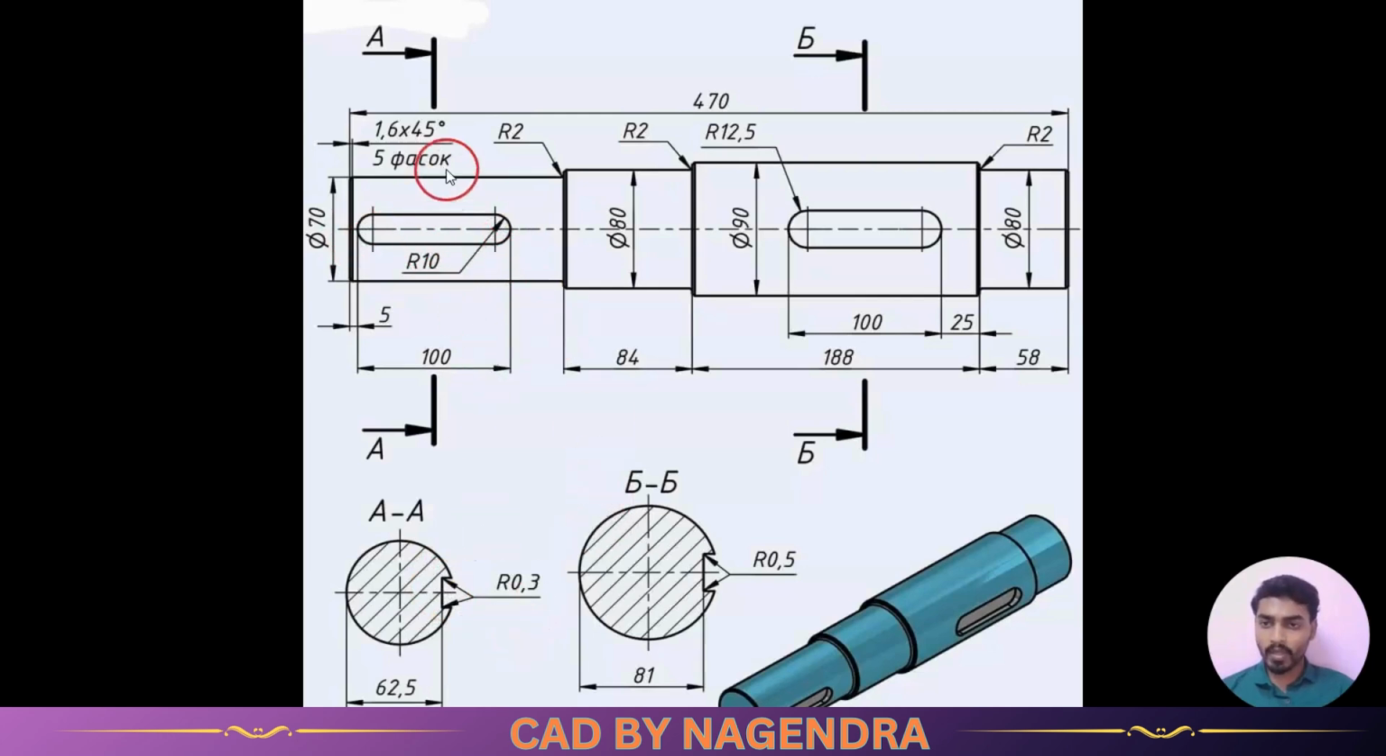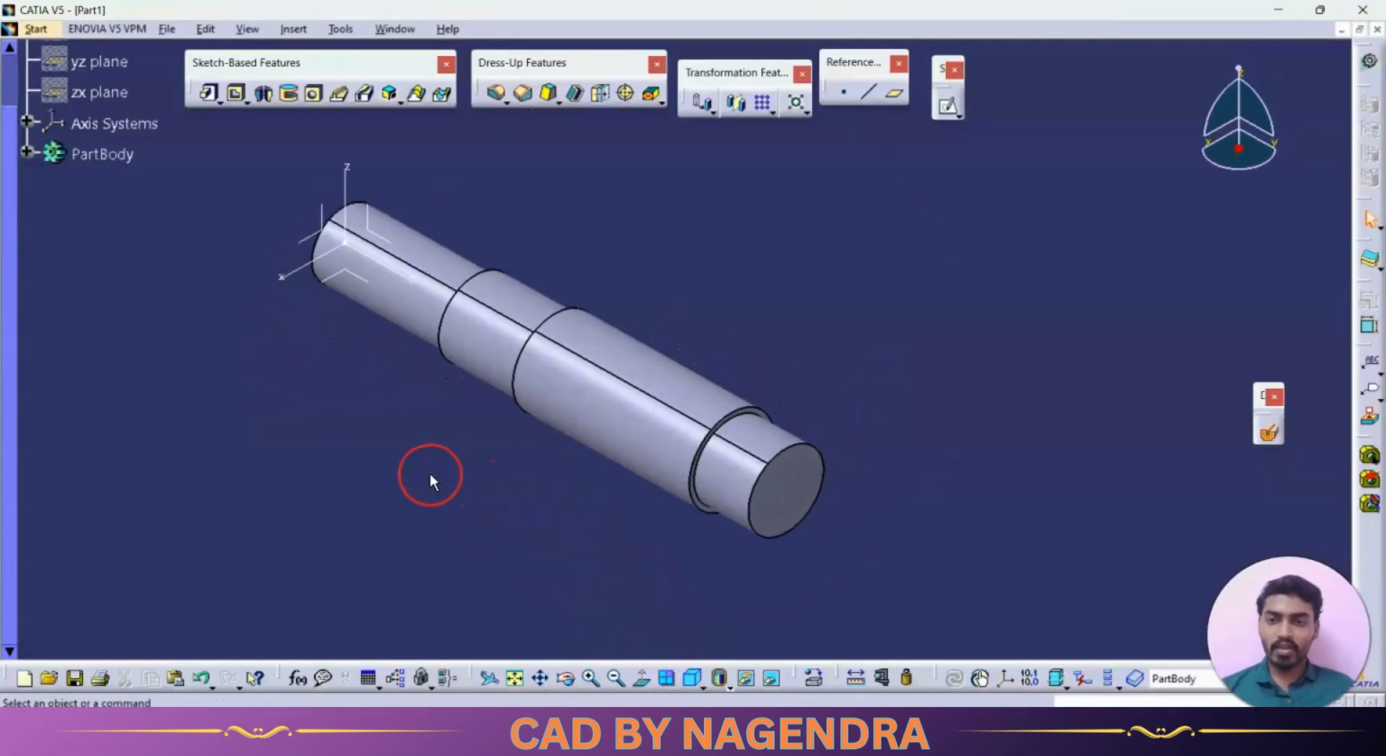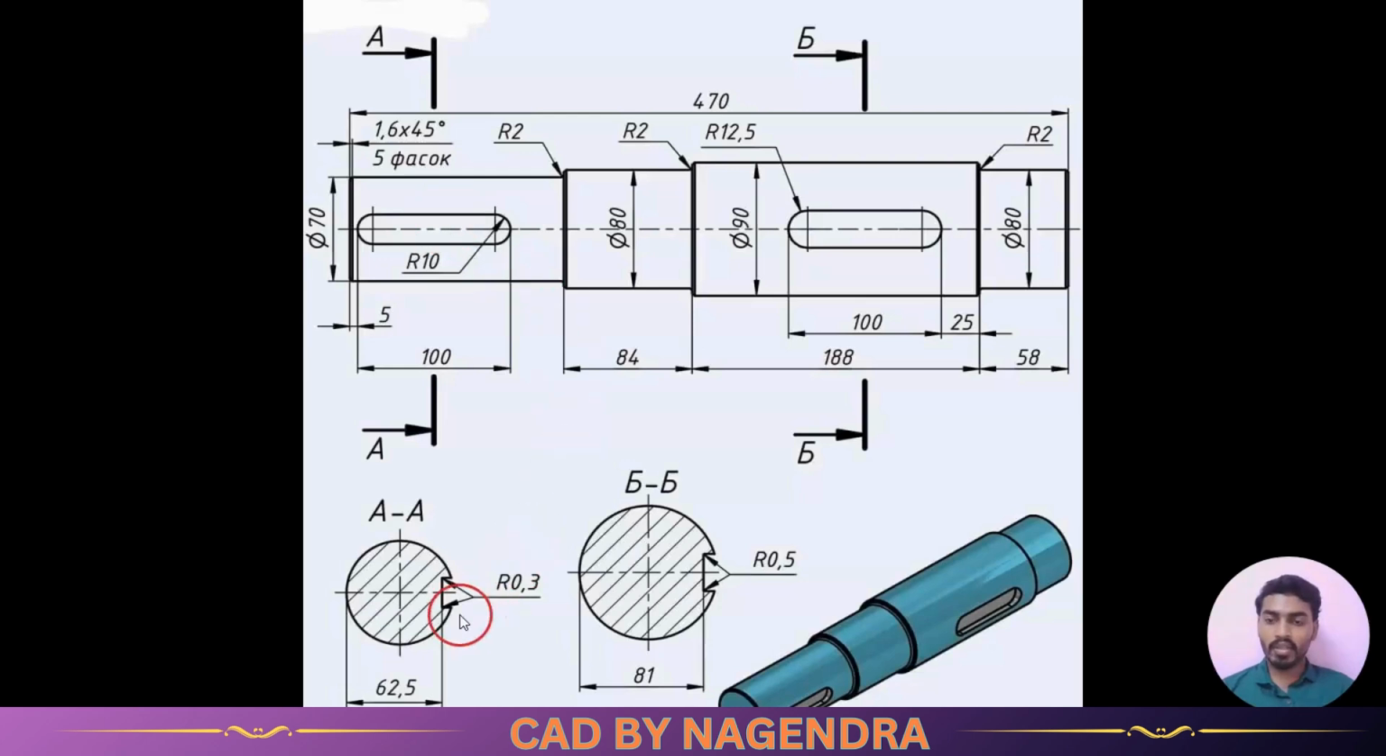As we can see, the total diameter is 70. From this to this we have 62.5. So extra, 70 minus 62.5, we need to make this pocket of 7.5 from top. Now I will go for sketch. If you want, we can create one reference plane with a distance of 70 by 2, 35. Then we can draw this shape and make the pocket with a depth of 7.5.